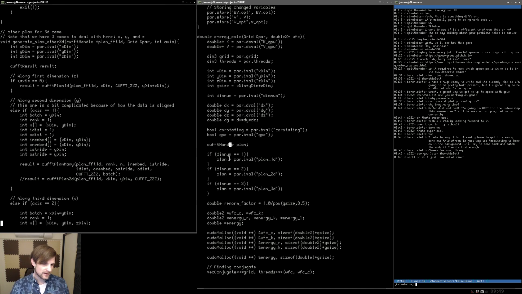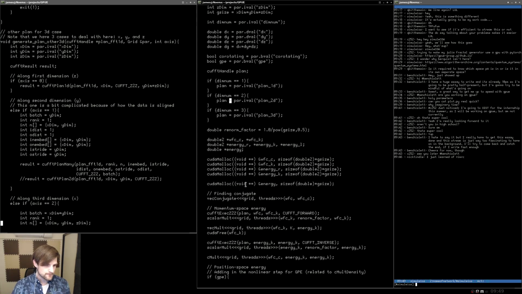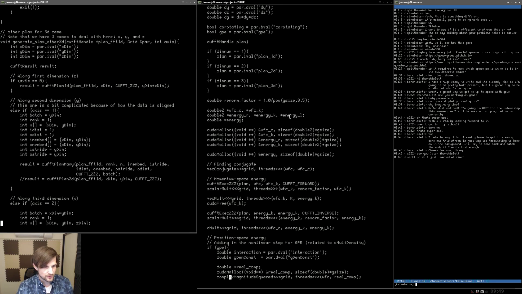Okay, so if we're 1D, we're going to do plan ival 1D, 2D, plan 3D. It's relatively straightforward here. And then all we do is we say, okay, we're going to do our renormalization factor so that every time you do the Fourier transform, you multiply by the renormalization factor. We have double2 wave function k, double2 energy, energy k, energy L. These are all just different energy values that we're going to sum in the end, and then double the final energy.